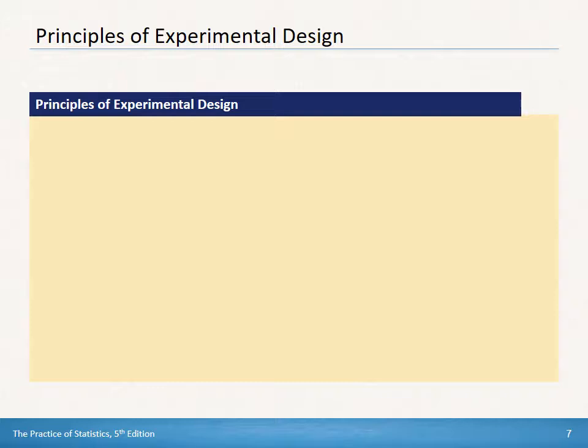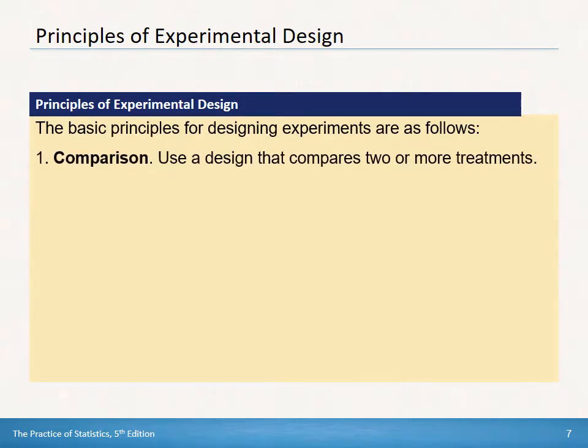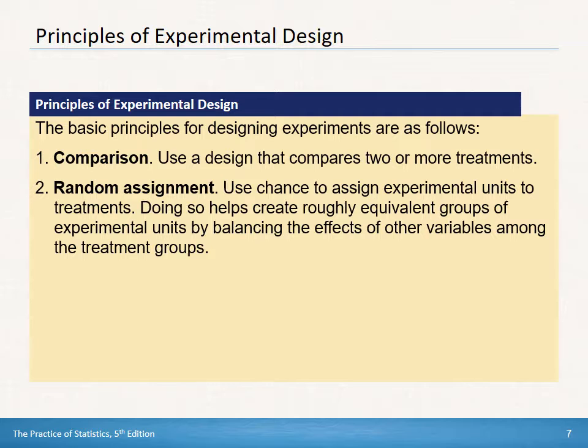So here are some principles of experimental design. We just talked about comparison. Use a design that compares 2 or more treatments. Random assignment, we talked about that. Use chance to assign the experimental units to the treatments. Doing so helps create roughly equivalent groups. We want the groups to be as equal as possible. So if it's a good mixture of male and female in one group, we want a good mixture of male and female in the other.